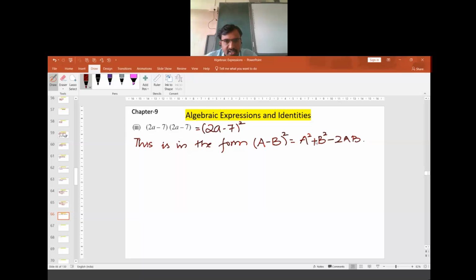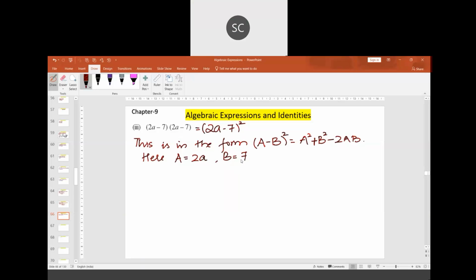So it's important that the square term is positive. Here A is positive 2a and B is positive 7. I am not writing negative 7. What is the reason? Because all terms are minus into minus, which gives plus.